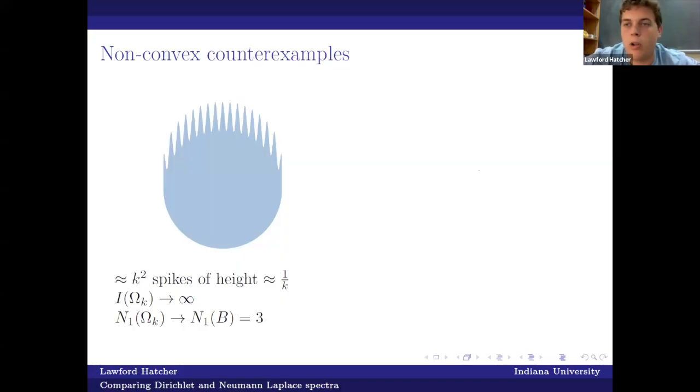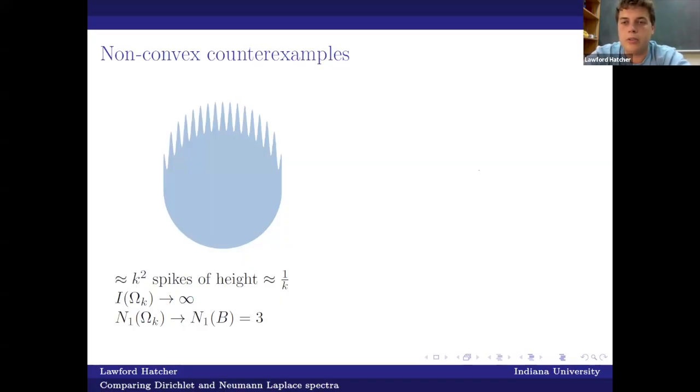Because it's converging to a ball in a certain sense, Hausdorff converging, for example. And then what you can also check is that the eigenvalues of this thing are converging to the Dirichlet and Neumann eigenvalues of the ball, right? So both spectra converge to the unperturbed spectrum. And so in particular, n1 of omega k converges to n1 of the unit ball, which I denote by B. And that happens to equal 3, which is a pretty finite number, whereas the isoperimetric ratio is going off to infinity. So this gives me a counterexample to the lower bound because we have an unbounded family of isoperimetric ratios, but a uniformly bounded set of n1 of omegas.